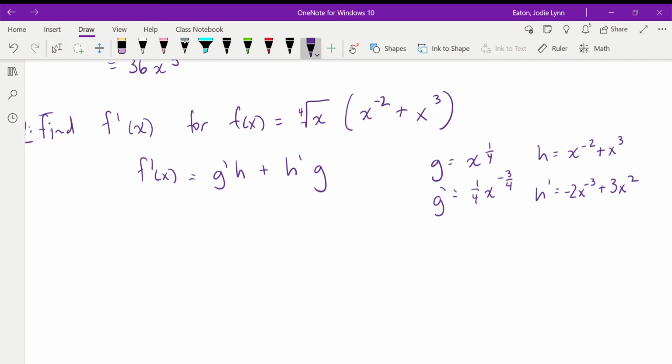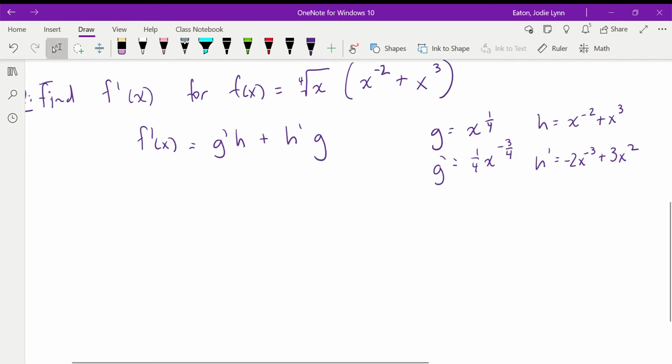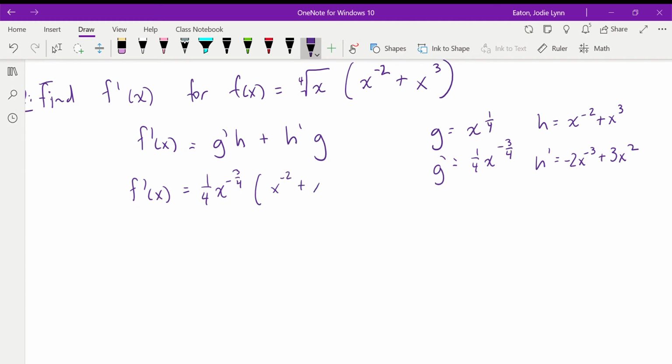So if we want to just give an answer without trying to simplify too much, we can say that f prime of x is equal to g prime, so 1/4 x to the minus 3/4 times x to the minus 2 plus x cubed, plus h prime, which is negative 2x to the minus 3 plus 3x squared, times g, x to the 1/4. Okay, and it would be possible to expand the brackets if we like, but in this case, it's probably not necessary.